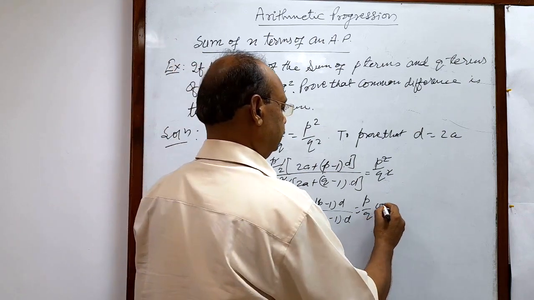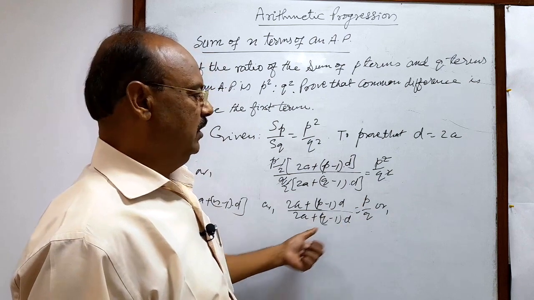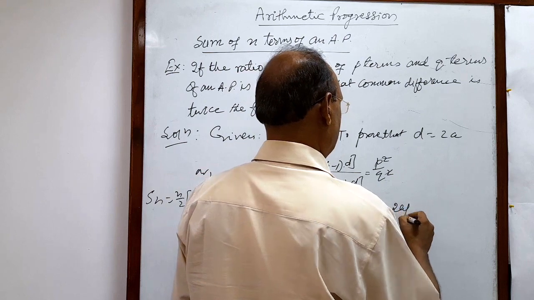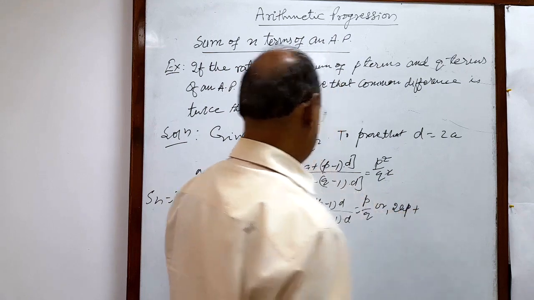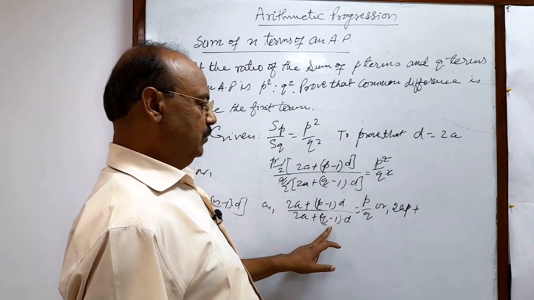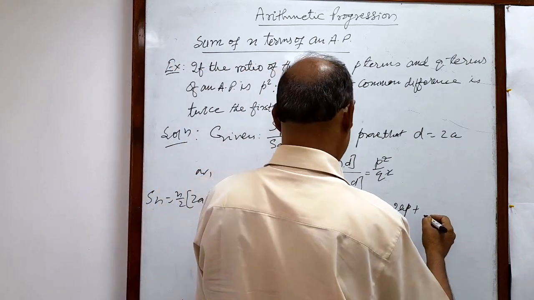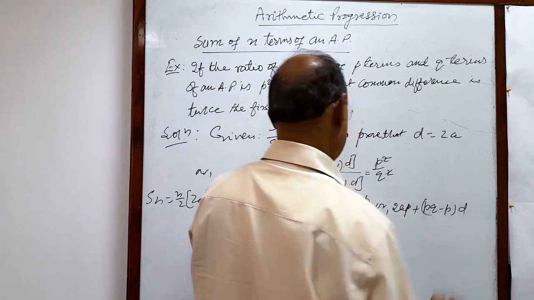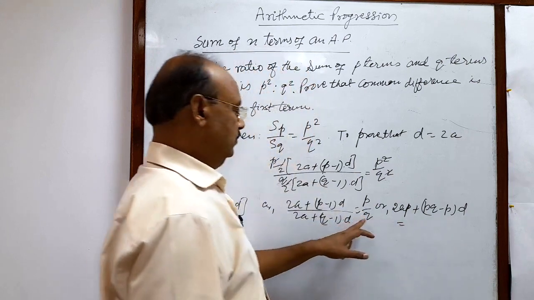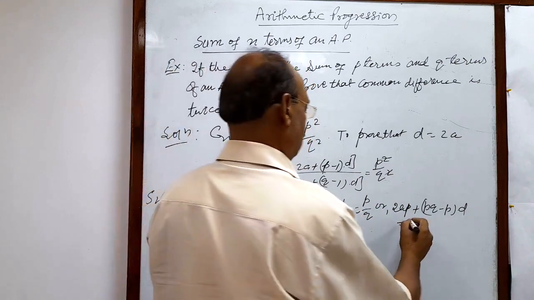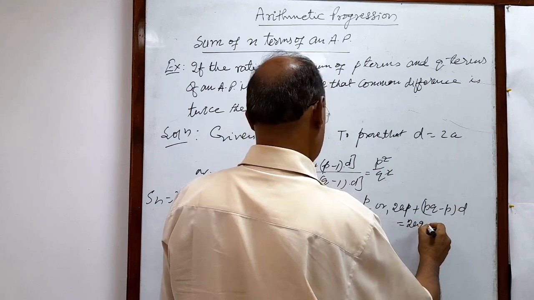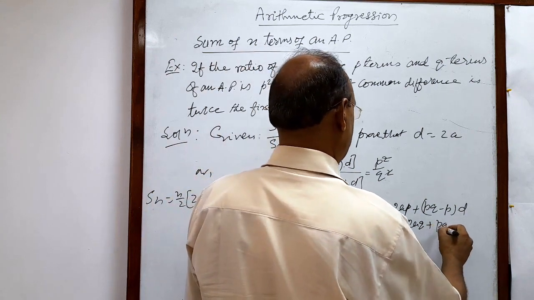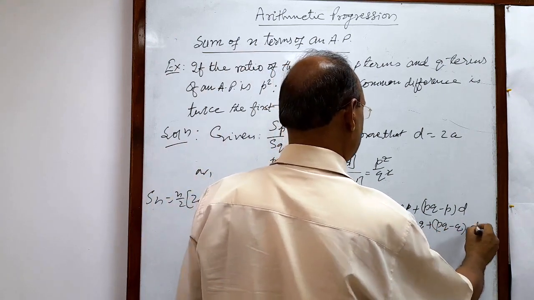Or, by cross multiplication, here 2a into p plus p into this much, meaning you can write pq minus p, into d. This is equal to, by cross multiplication, 2a into q plus q into this much, so pq minus q, into d.